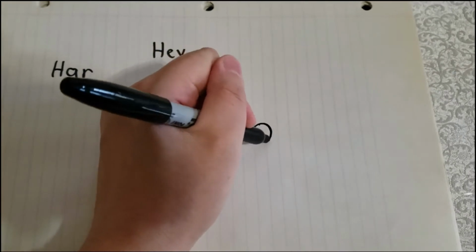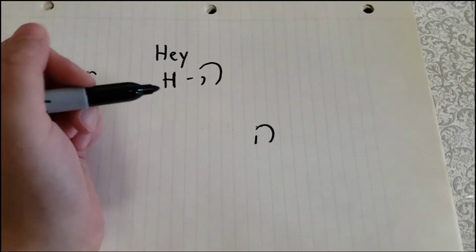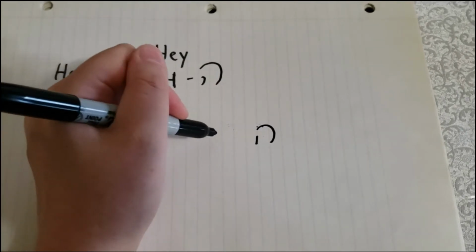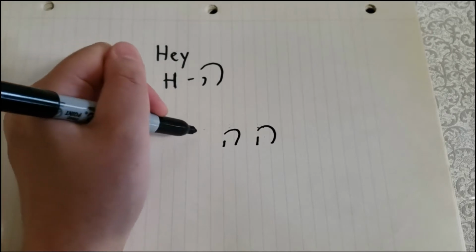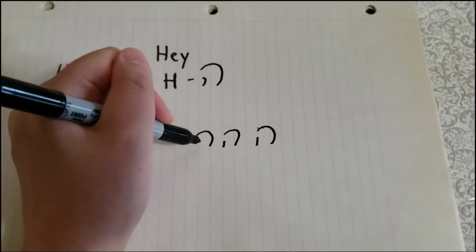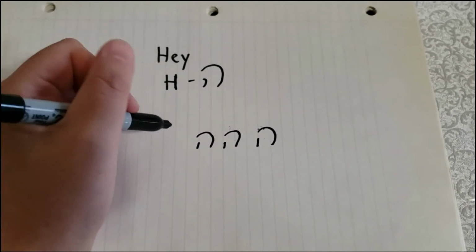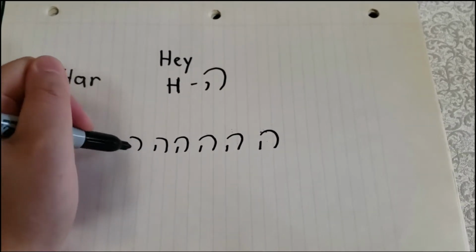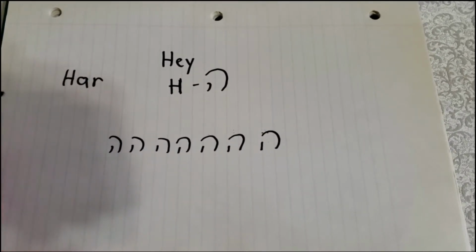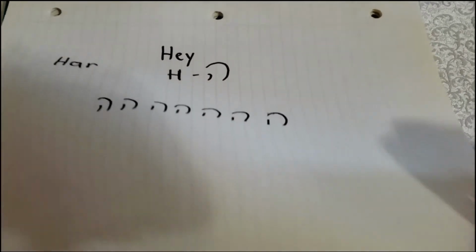Okay, so how do we write the letter Hey? You make half a circle and then a line going down. There's a gap here. Again, half a circle and then down. Half a circle and then a small one next to it. Hey.